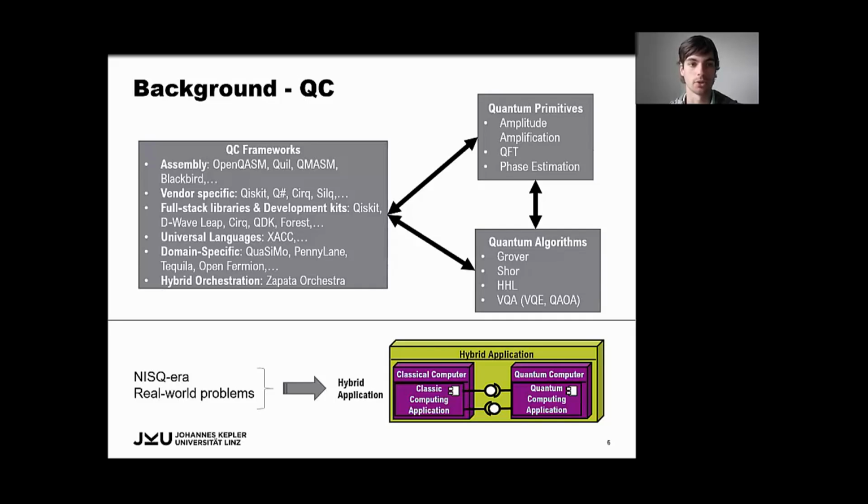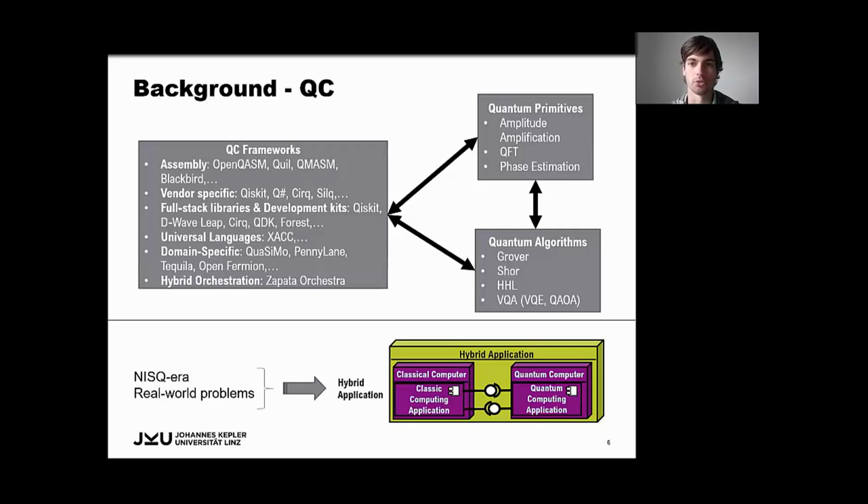There are also universal languages, which are hardware agnostic. And there are domain-specific tools. Then there are also tools for hybrid orchestration of quantum and classical parts. Then we have several quantum primitives like amplitude amplification, quantum Fourier transform, or phase estimation. And they are on the one hand described by some code in a given programming language, and vice versa may be an element of a more sophisticated full-stack library.